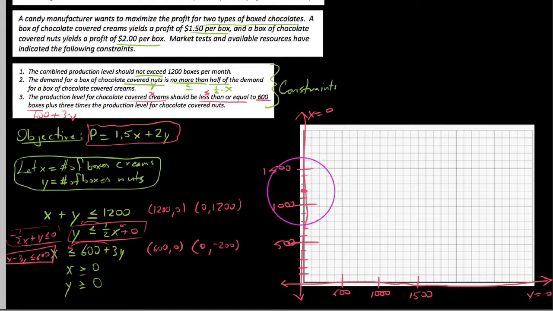We say it hits 1,200 and 1,200 on these. So very, very carefully, I'm going to drop in this constraint with a solid line. It was an or equal to type of situation. And this is the equation, let's put this in a different color, x plus y equals 1,200.